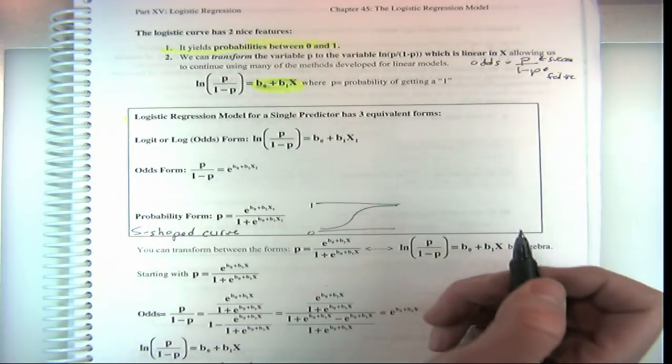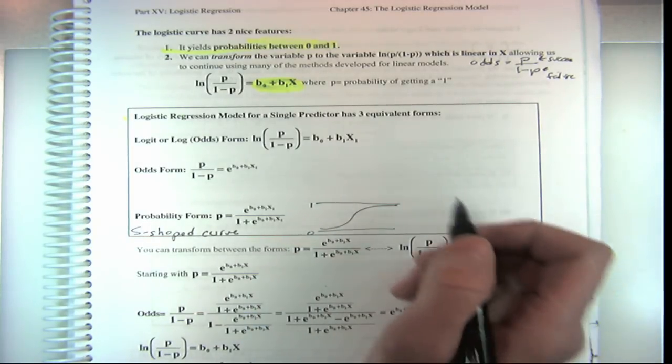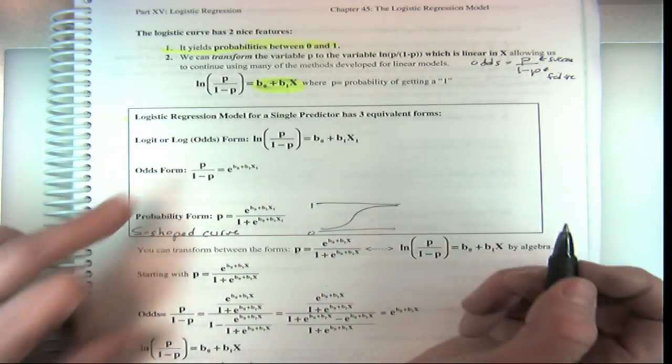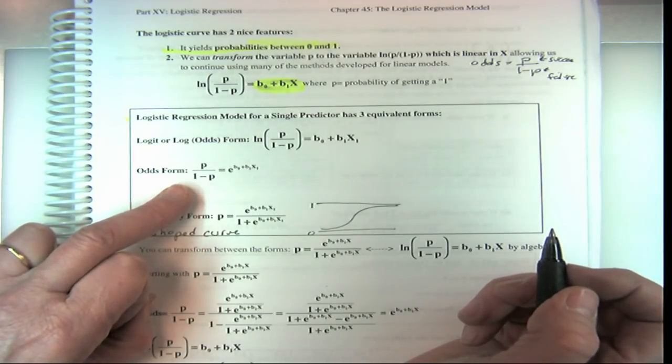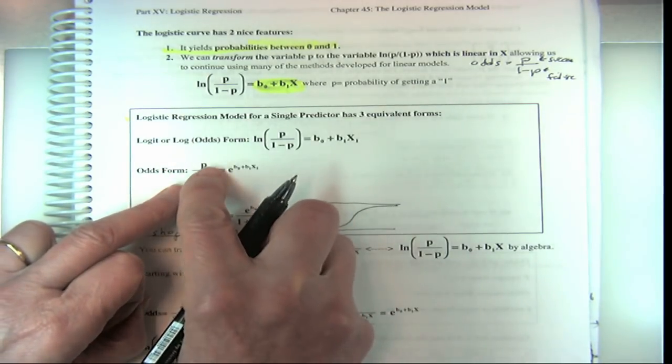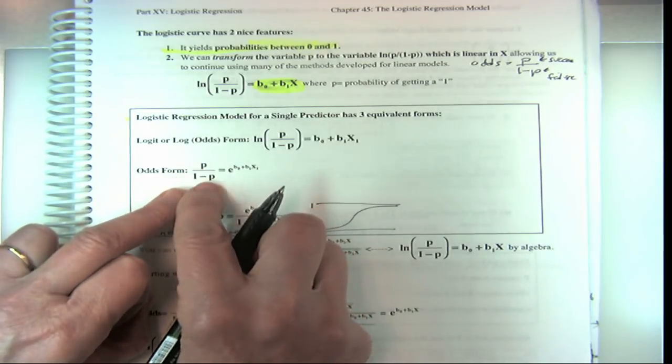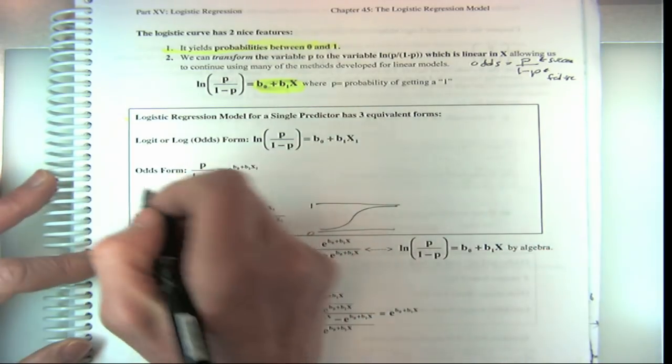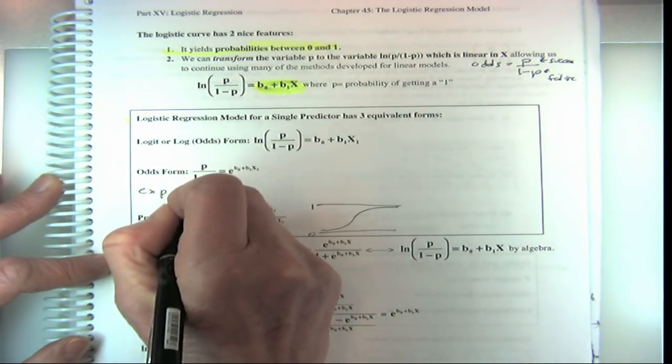And then, let's see, the odds form. The odds form is what? Odds is success, getting into medical school, over not getting into medical school. And that would be an exponential curve.